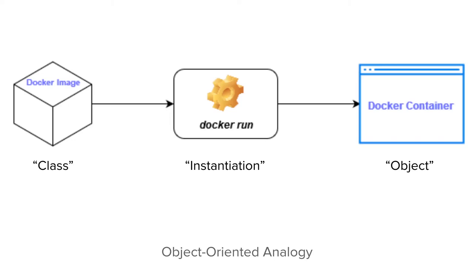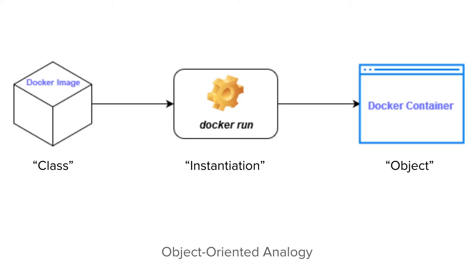For example, if you had an image that was made for an Apache web server, all it's going to have is the files that you need to make a web server. But then when you use Docker run, you're saying, okay, I want to use this port for the web server to run on. I want to use this name for the web server. I want it to be on this network, and I want to save its files to this directory. So you instantiate it using Docker run, and then that makes a container.